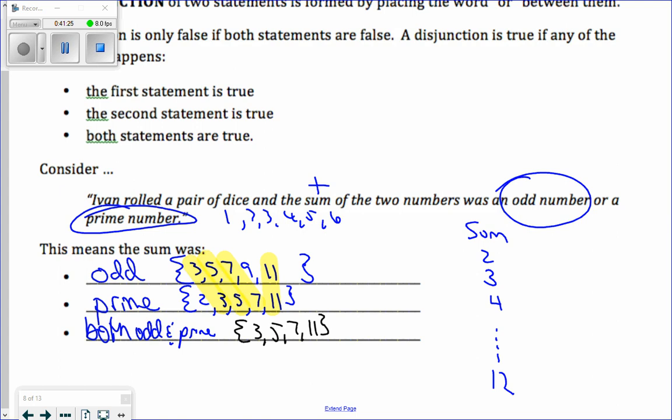Okay? And in this case it's kind of assumed, right? If I roll 2 dice and I have a 2 on one dice and a 3 on the other, the sum is 5. Is 5 an odd number? Yes. Is 5 prime? Yes. So I could argue it either way. I guess that's what that's saying. But or means one or the other or both. We call it an inclusive use of the word. Now that's different than English class in some ways. So we just have to be cognizant of that.